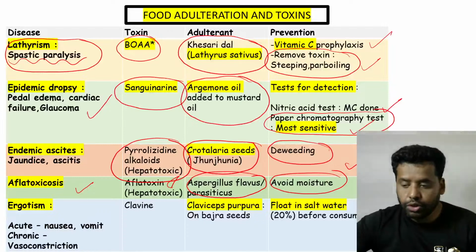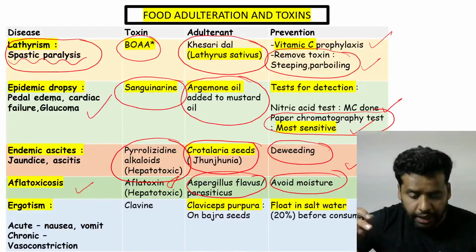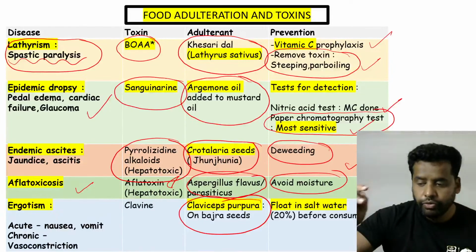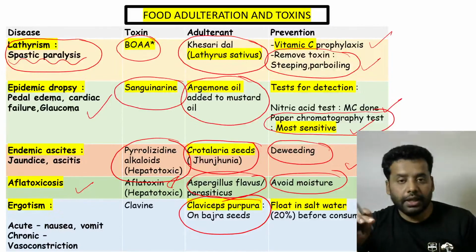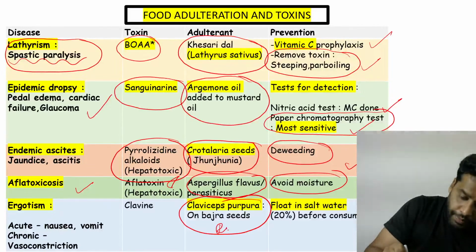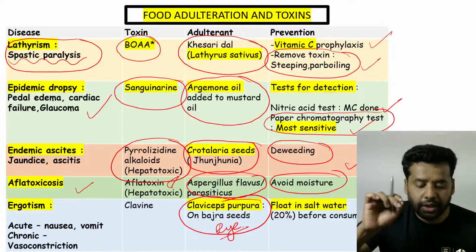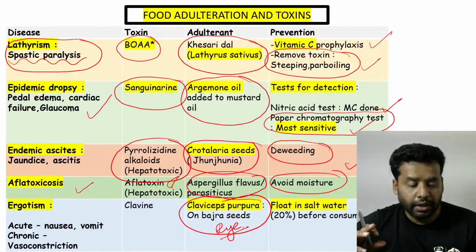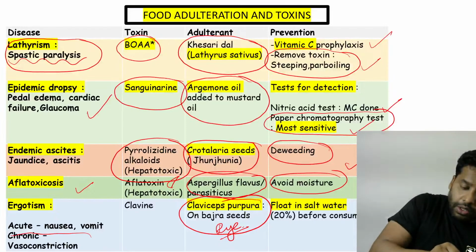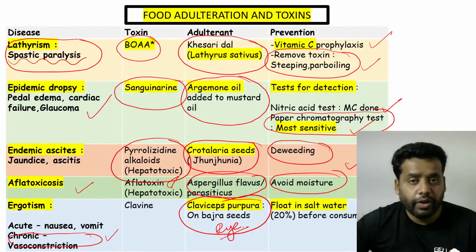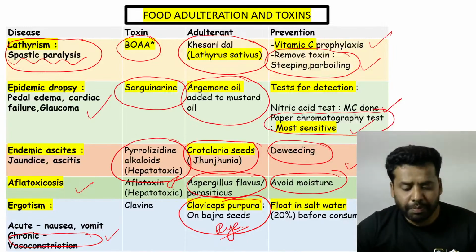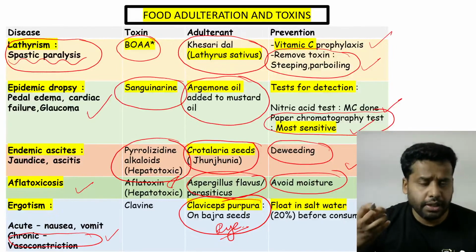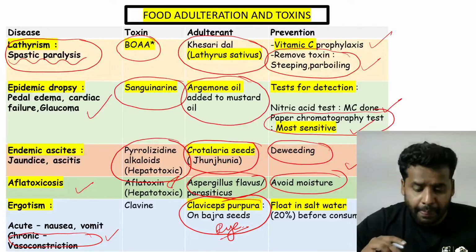Is Claviceps a storage fungus? No. Claviceps is a field fungus which grows on bajra, rye, if they mention these words. Small black fungus accumulates on those in the field when they are growing. If you consume this, chronic consumption can lead to vasoconstriction. There is pain, tingling, burning sensation in the feet. These words will be used.